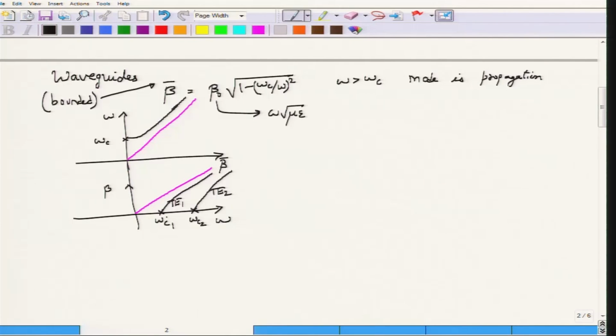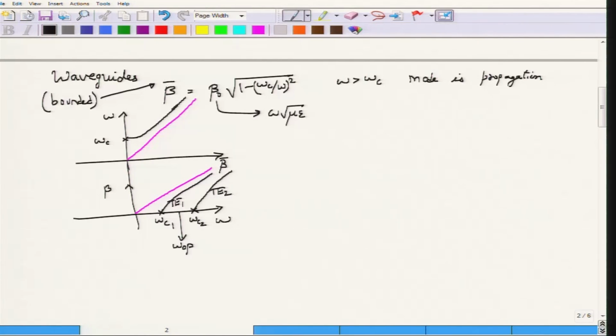If your operating frequency happens to be anywhere here, then only one mode exists, and for every value of frequency omega there is a 1-to-1 correspondence between beta and omega. Whereas, if the operating frequency goes over here, then for every value of omega there are 2 values of beta. These 2 values of beta indicate that there are 2 modes which are propagating. Please keep these 2 in mind.